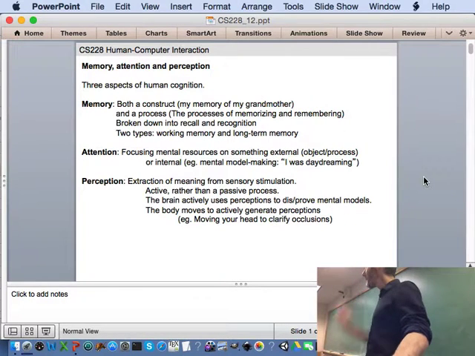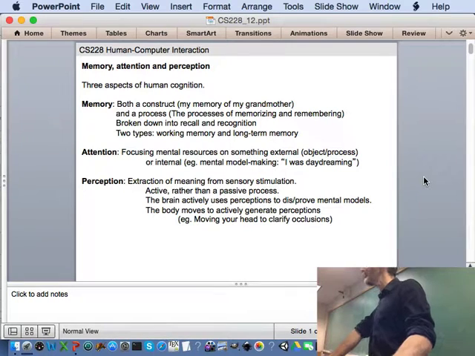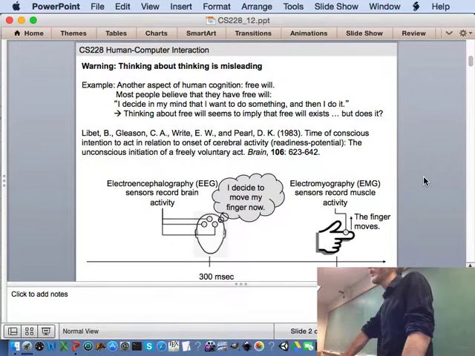Okay, so we're going to talk about memory, attention, and perception. We all know we have it. It's obvious, but it's not so obvious really what it is. So I want to start with a warning, and this is a warning that has existed in artificial intelligence for the last 60 years, which is thinking about thinking is misleading.